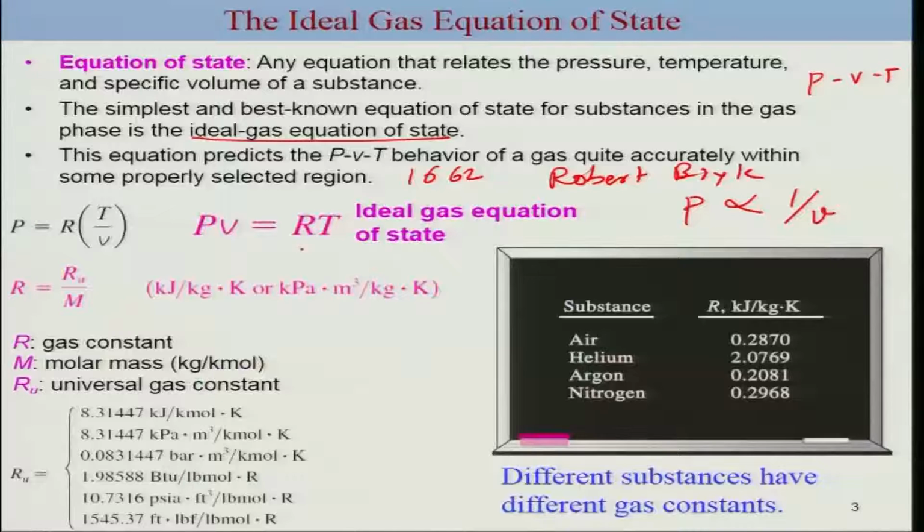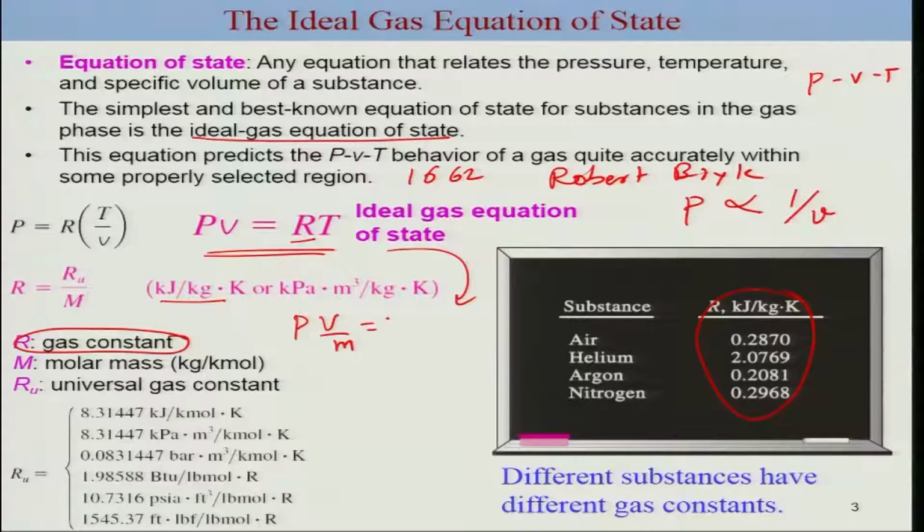So what is R here? R is a proportionality constant, and this turns out to be the gas constant. R is in units of kilojoules per kilogram Kelvin, and its value depends on the substance. Now you can write this expression in a different form, and you can make it PV equals mRT. So this is the traditional ideal gas equation of state.